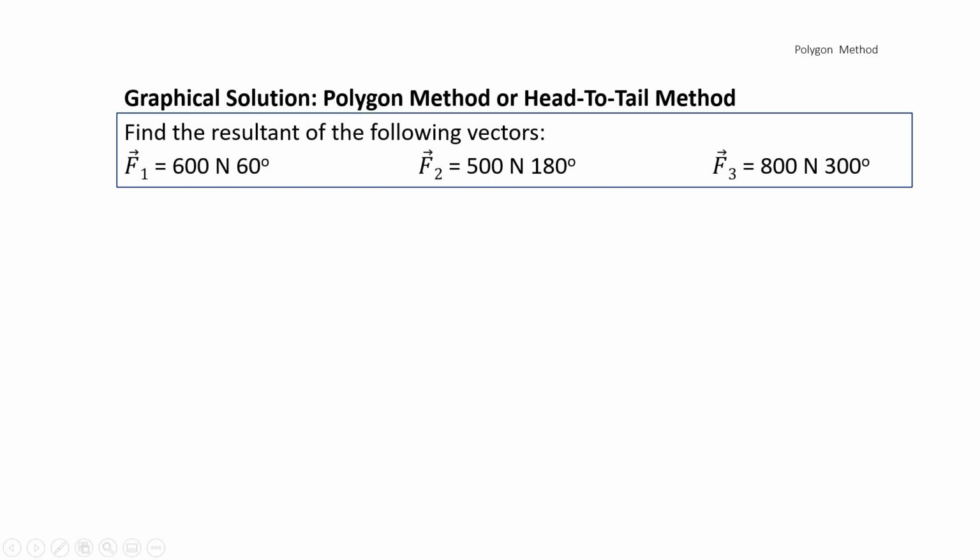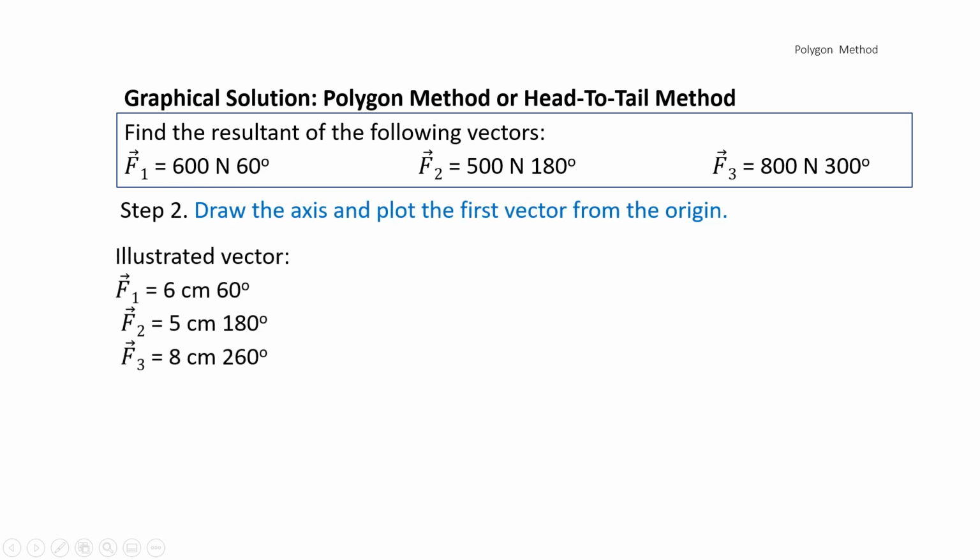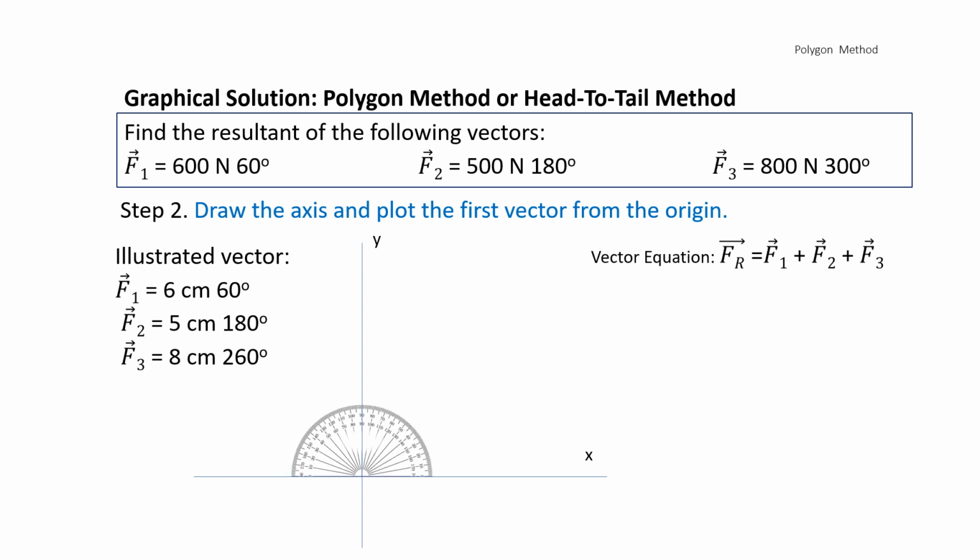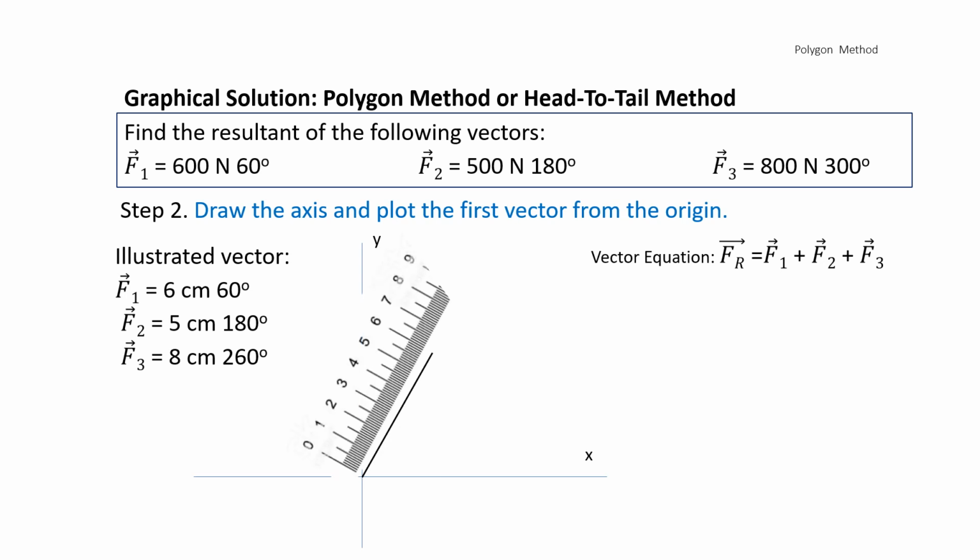The next step is to draw the axis and plot the first vector from the origin. So guided by the magnitudes and directions of the illustrated forces and the vector equation, F sub r equals F sub 1 plus F sub 2 plus F sub 3. Draw the axis, measure the direction of the first vector using the protractor, draw a line for the first vector. Measure the length of the vector using a ruler, show the centimeter marks, and draw an arrow.